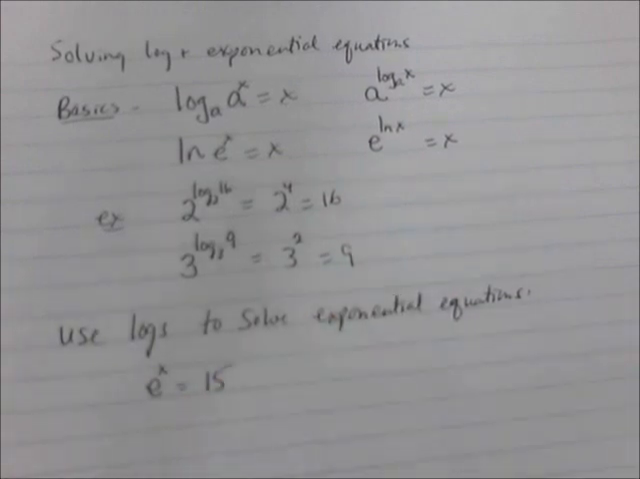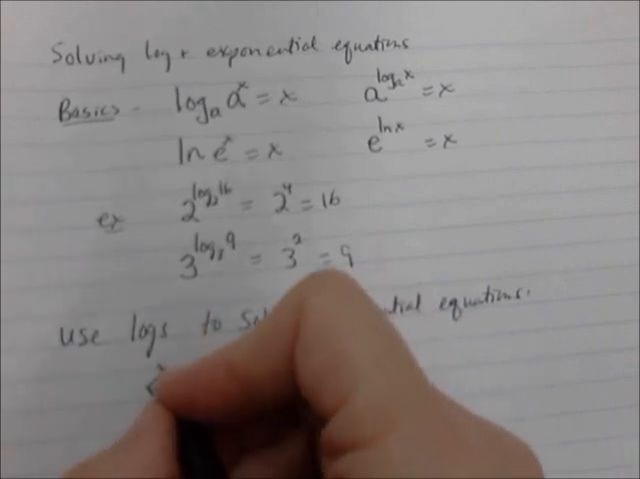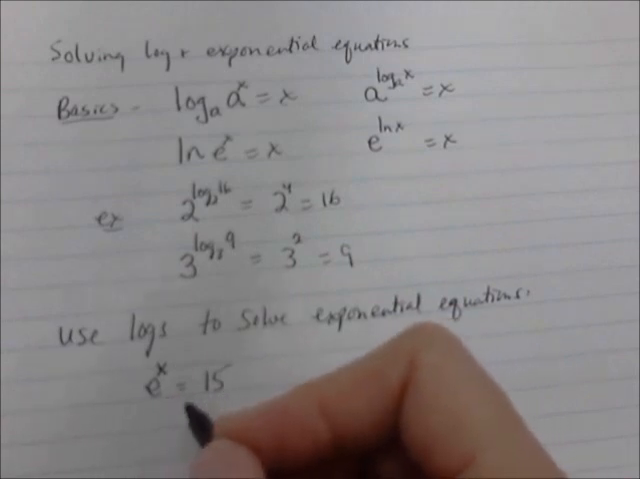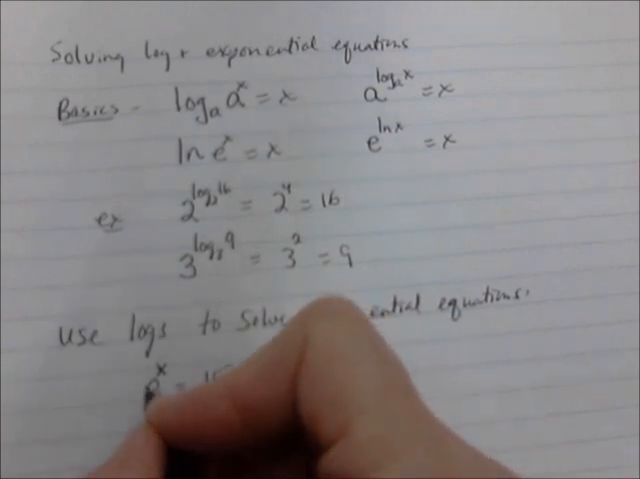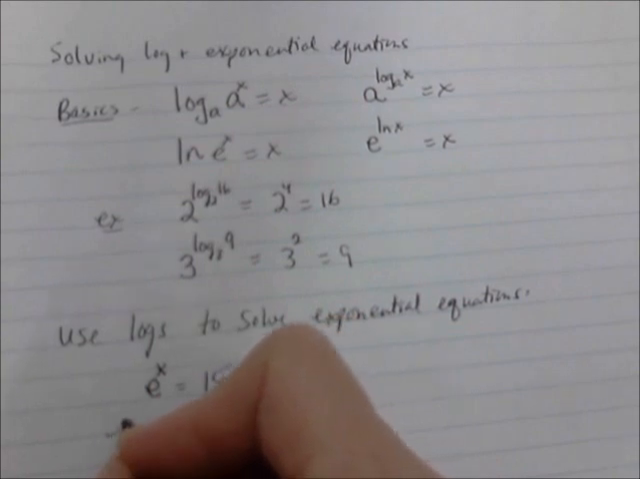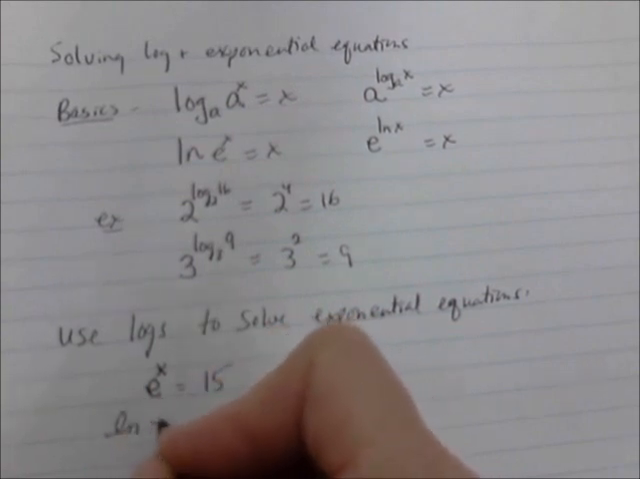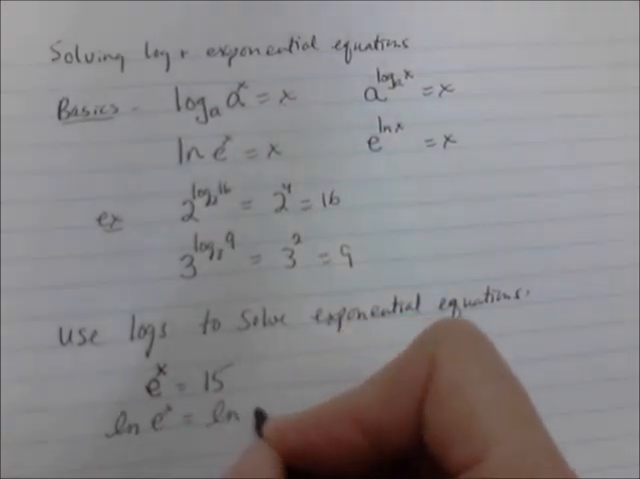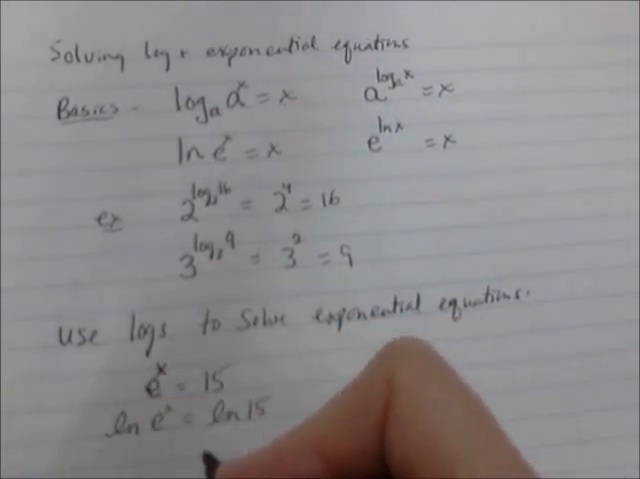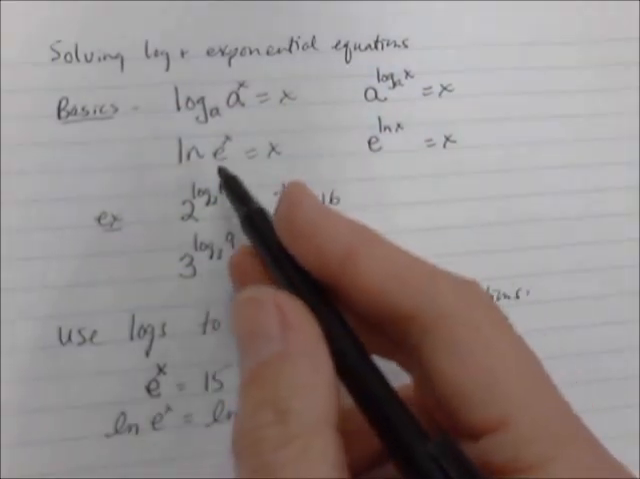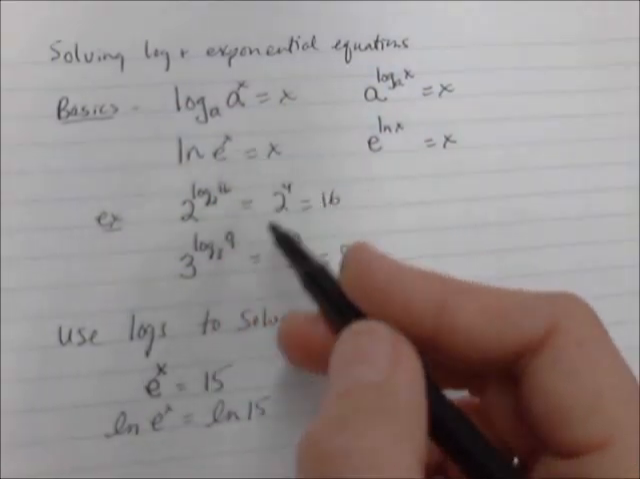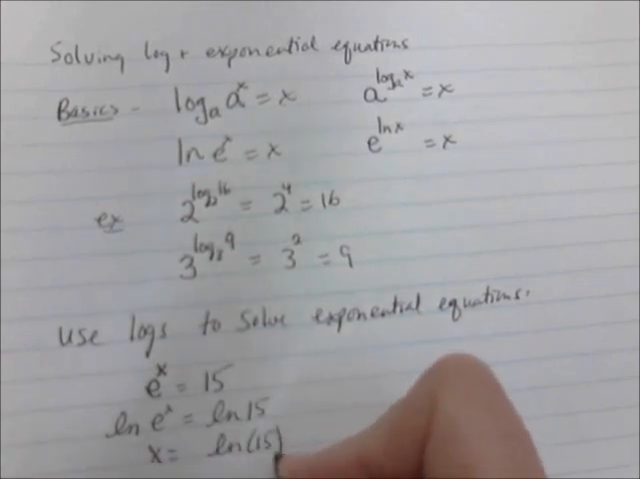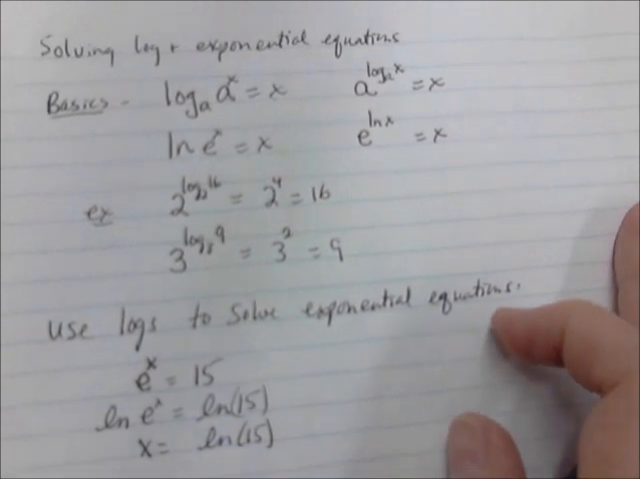If you want to solve that for x, x is in the exponent, and you can't write these as the same base. So if you want to solve for an exponent, what you have to do is take the log of both sides. Since this is base e, we're going to take the natural log of both sides. The natural log of e to the x is equal to the natural log of 15, log both sides. And from up above, the natural log of e to the x is x. So x is equal to the natural log of 15. You can put parentheses around it if you want, but you don't have to.